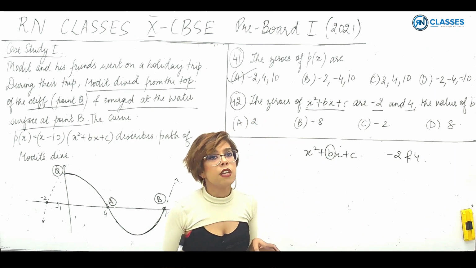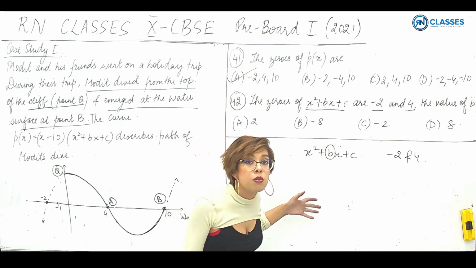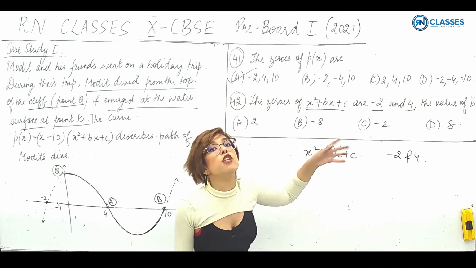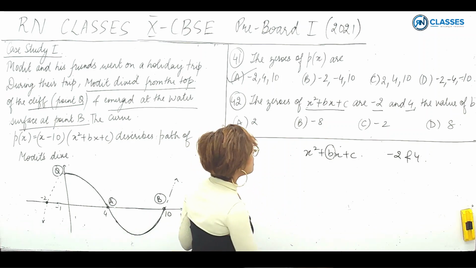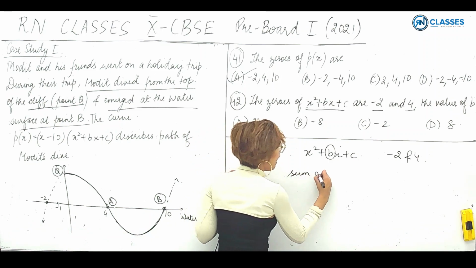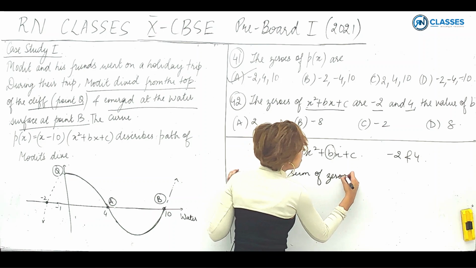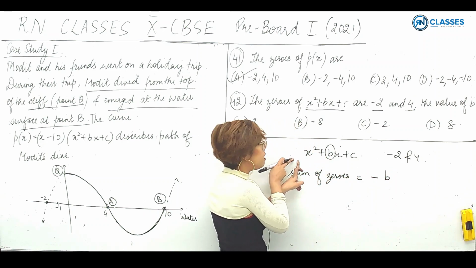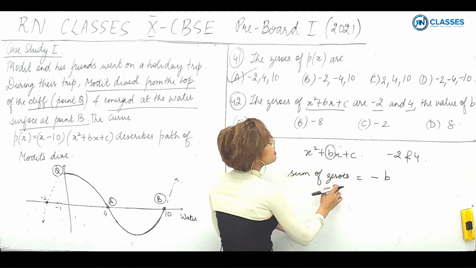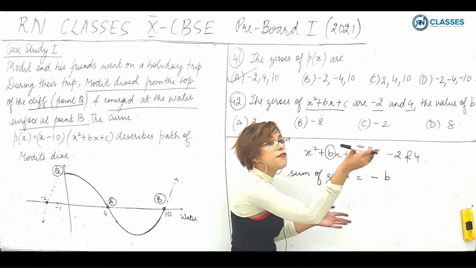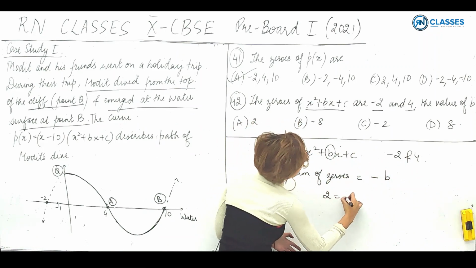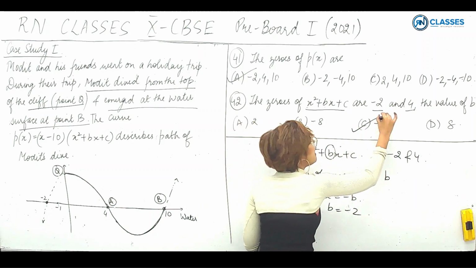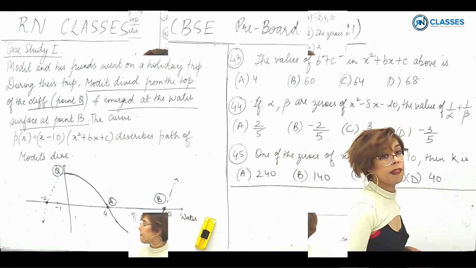Since zeros are given, do I know the relationship between zeros and the coefficients? Since b is the coefficient of x, maybe I can use the relationship. Now, sum of zeros, I know, is equal to minus b by a. Here a is 1, so minus b. And sum of zeros I can find from here, minus 2 plus 4, that is 2. So 2 is equal to minus b. b turns out to be minus 2. As an option, C is the correct one.